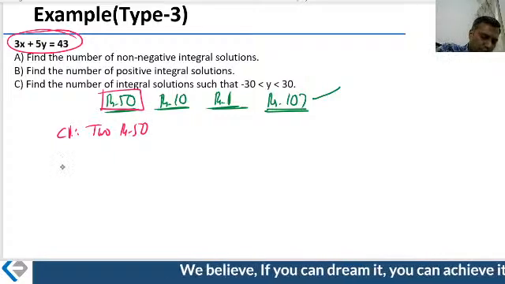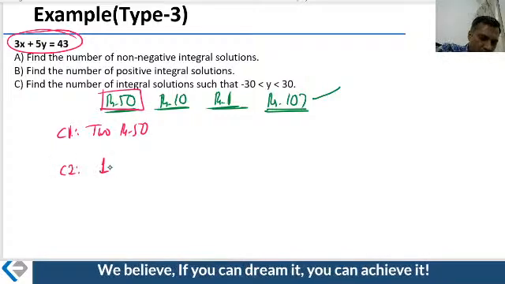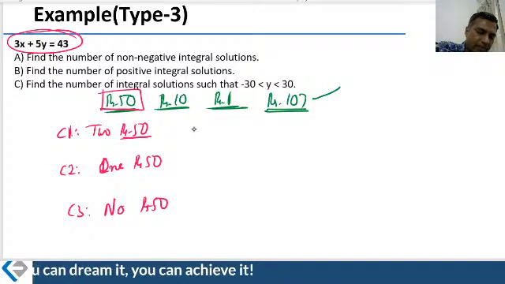Okay, case 2. He uses 1 rupee 50 note. Case 3. He uses no rupee 50 note. Three cases, fine, done. So each case I can solve. If he uses 2 rupee 50 notes, what is the remaining amount here?